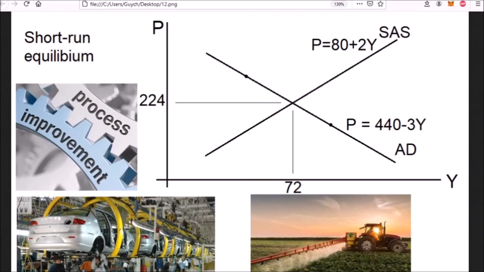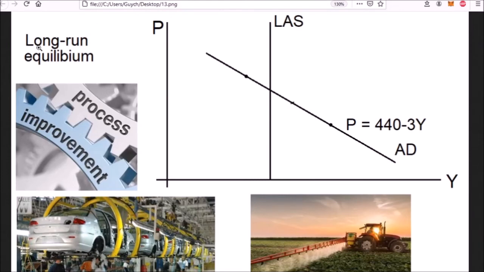Next, let's move on to the long-run macroeconomic equilibrium. And it's an equilibrium between the long-run aggregate supply curve and the aggregate demand curve. In the long run, if the economy is not at its long-run macroeconomic equilibrium, if the short-run macroeconomic equilibrium is instead somewhere else along the aggregate demand curve, we will see in a few minutes how the economy will adjust towards its long-run macroeconomic equilibrium.